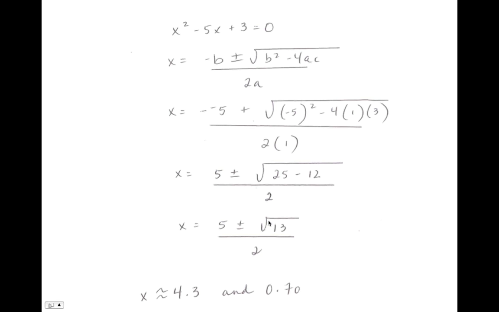Now, this literally gives me still 2 zeros for this quadratic equation. So I use my calculator. 5 plus the square root of 13 divided by 2 gives me one answer, and 5 minus the square root of 13 divided by 2 gives me the second.